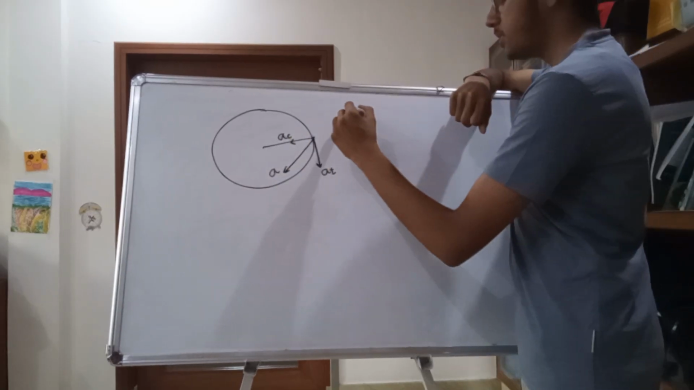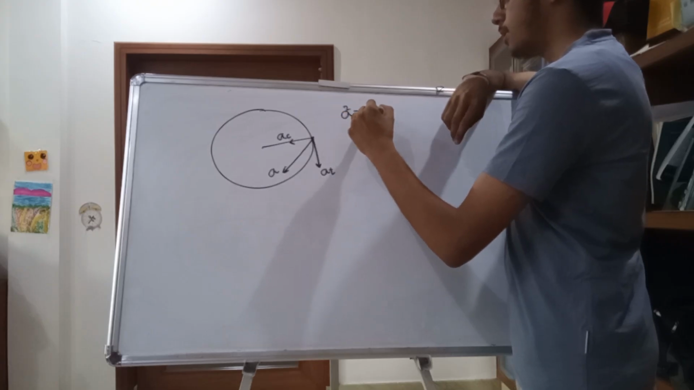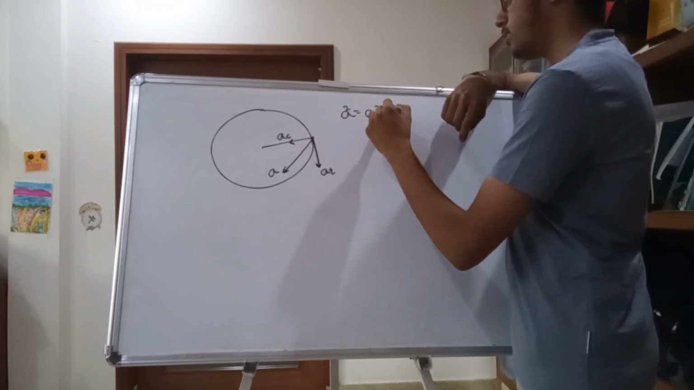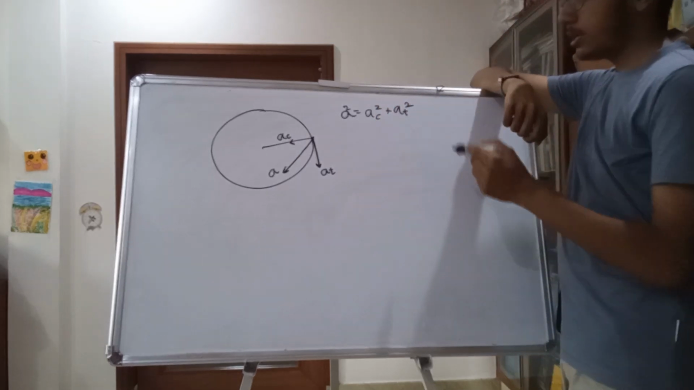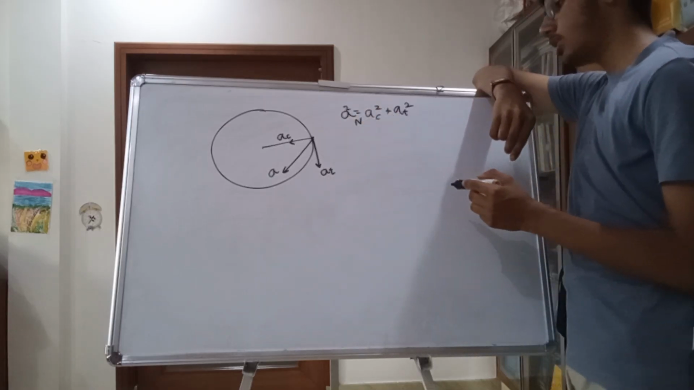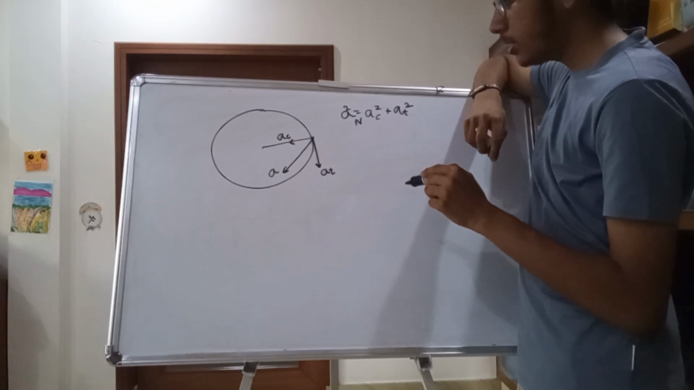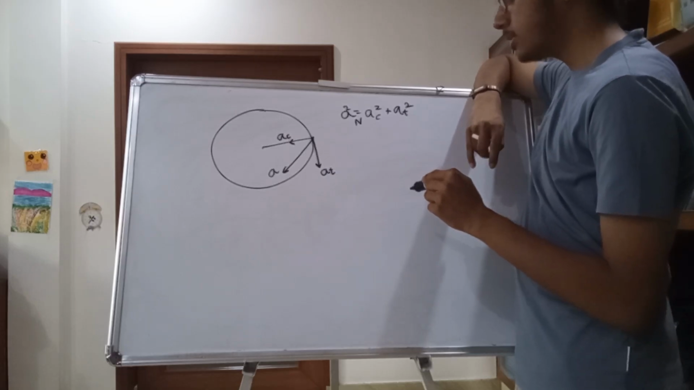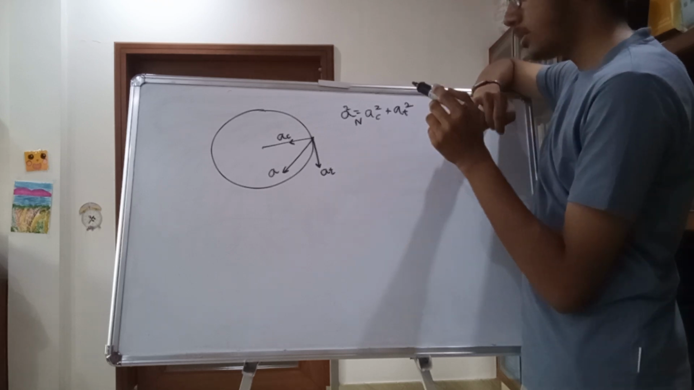Now we can represent this as A square equal to AC square plus AT square. This is the relation for the net acceleration. Let me write n here so that it is net acceleration. Sometimes normal acceleration. What is normal acceleration? Normal acceleration is also called as tangential acceleration. It is right.